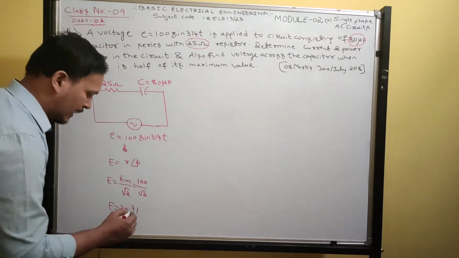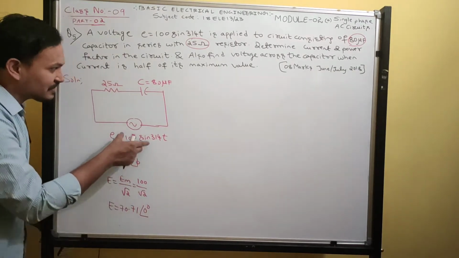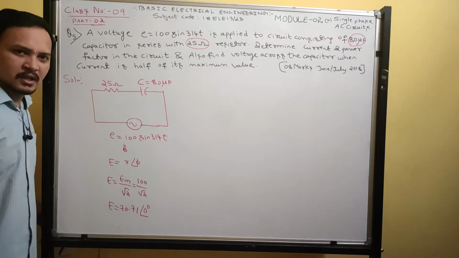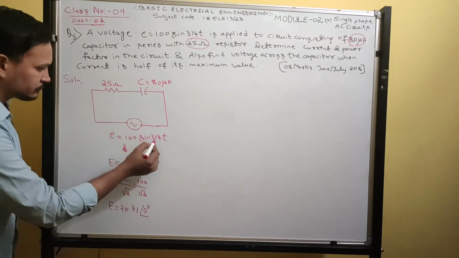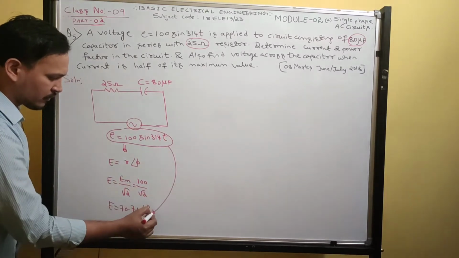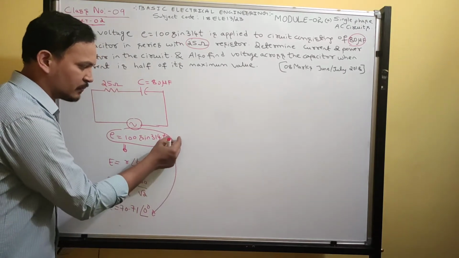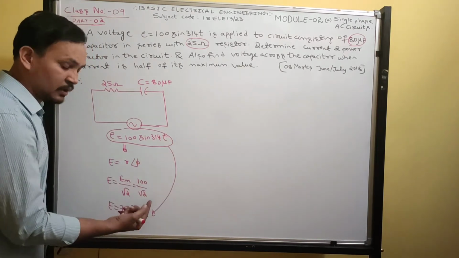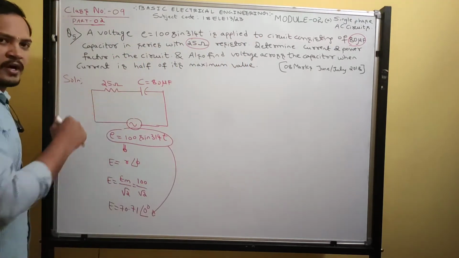70.71 at an angle of 0 degree. Now this is the voltage applied to this series RC circuit. This entire equation we can write in polar form like this: omega t plus pi, and since there is no angle, I wrote 0 degree. Now to determine current we have to find impedance.